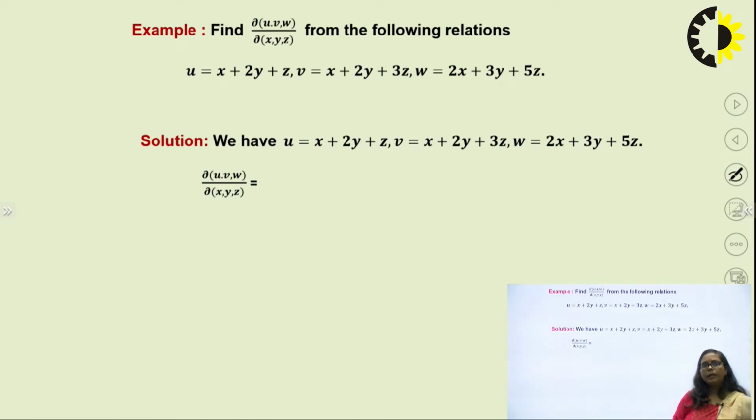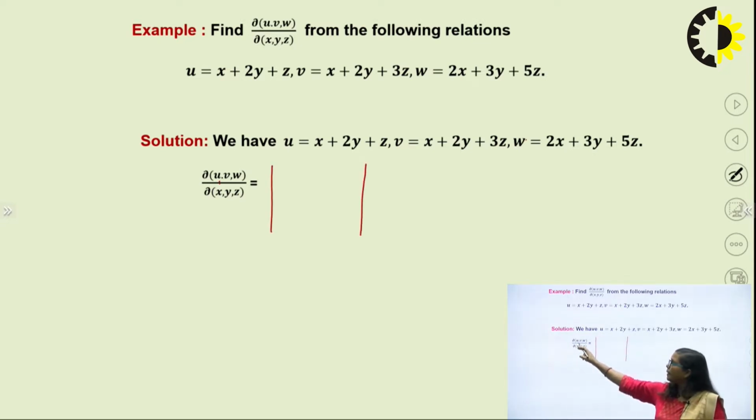So, in the solution, we have been given the values of u, v and w as functions of x, y, z. So, we start calculating this Jacobian of u, v, w with respect to x, y, z. By definition, if I write this in the determinant form, in the first row I take the first dependent variable u and take its partial derivative with respect to all the three independent variables and put it in the first row.